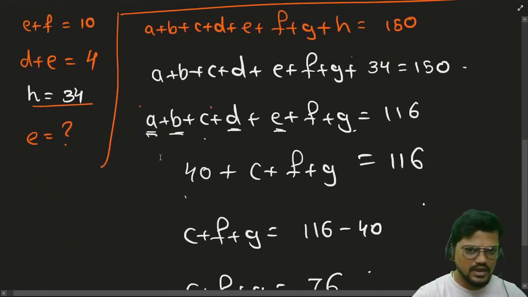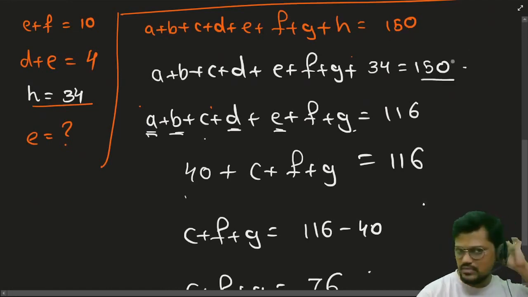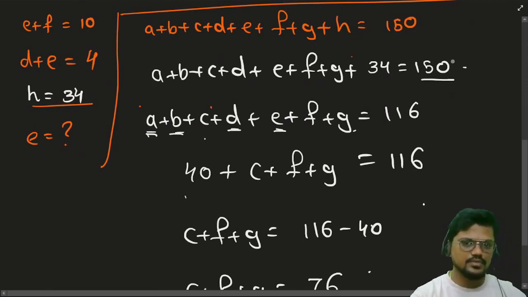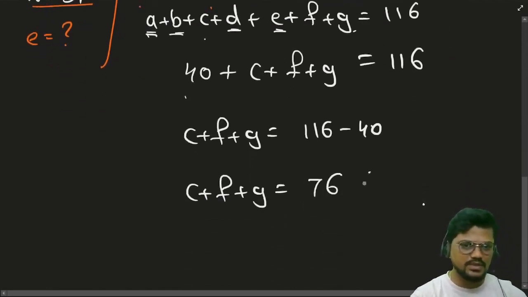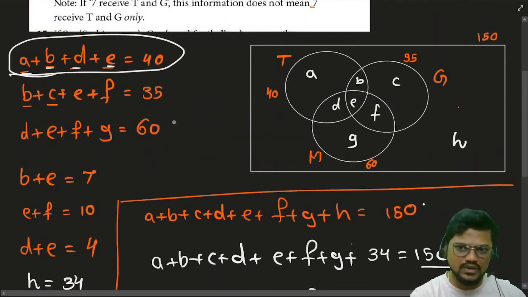And then after that, where did you get 116 from? This is 150 minus 34. This 34 goes on that side. Okay. So now what I have is C plus F plus G is 76. Now again, F plus G I have over here. F plus G equals 60 plus D plus E.